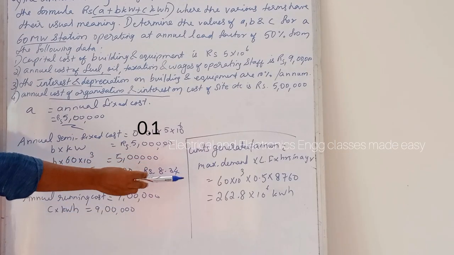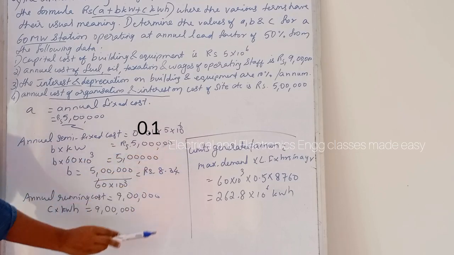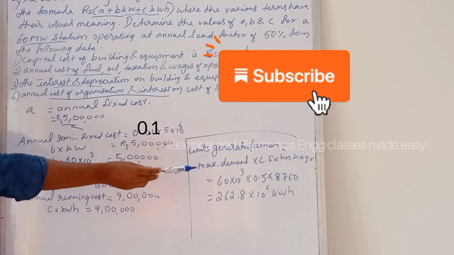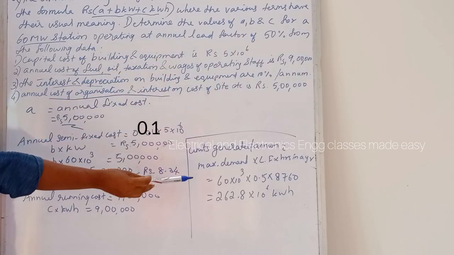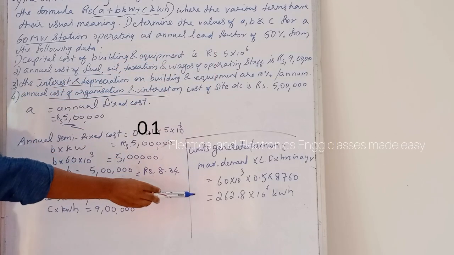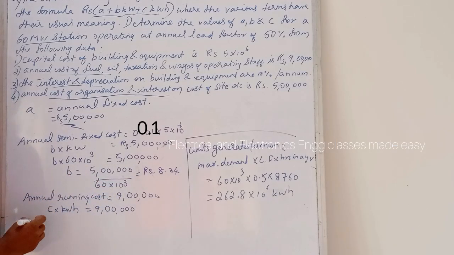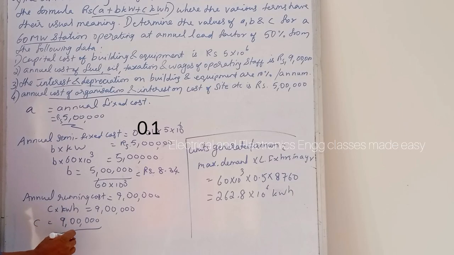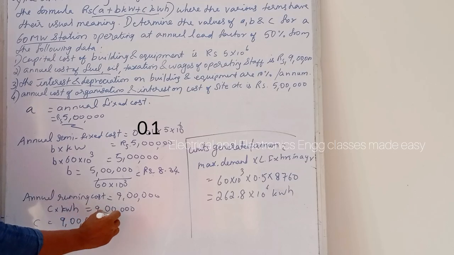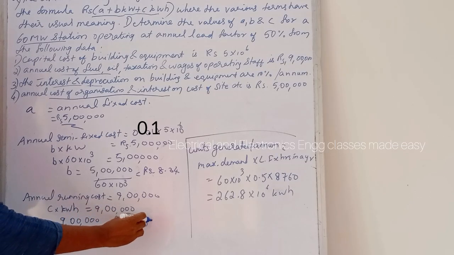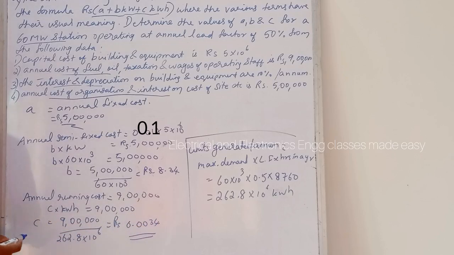First of all we have to find the units generated per annum. Units generated per annum is equal to maximum demand into load factor into hours in a year, that is 60 into 10 raised to 3 into 0.5, the load factor, into 8760, and that is equal to 262.8 into 10 raised to 6 kilowatt hour. So C is equal to 9 lakh divided by 262.8 into 10 raised to 6, and we get it as rupees 0.0034. So these are the values of A, B and C.